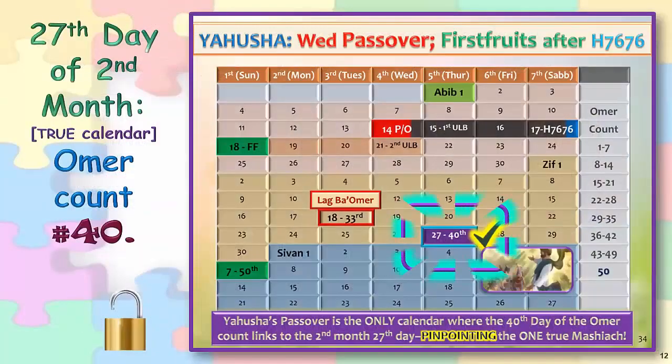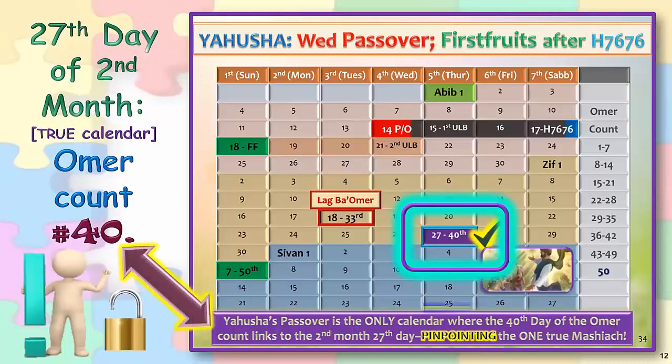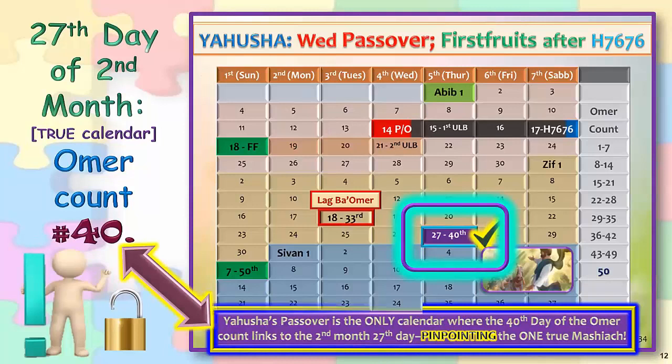Here it is. Remember I said on the 27th of the second month? What is that? Why is that there? This is the year for Yahusha. It is the Wednesday Passover, or the fourth cycle Passover, and the first fruits after the 7th day Sabbath. Yahusha's Passover is the only calendar where the 40th day of the Omer count links to the second month, the 27th day, pinpointing the one true Messiah, or Mashiach.